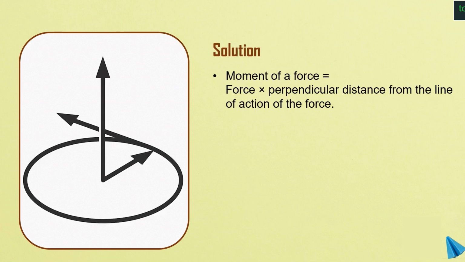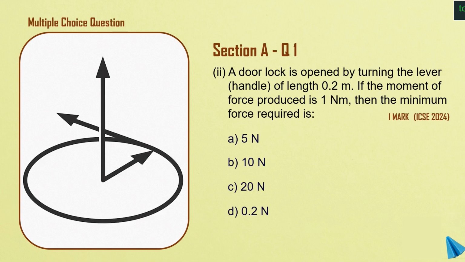So we know that the moment of force is given by the force multiplied by perpendicular distance from the line of action of the force. Let's put the value. So 1 is equal to F multiplied by 0.2. So F is equal to 1 by 0.2, that gives me 5 Newton. So what is the correct option? Option A is the correct option, that is 5 Newton.